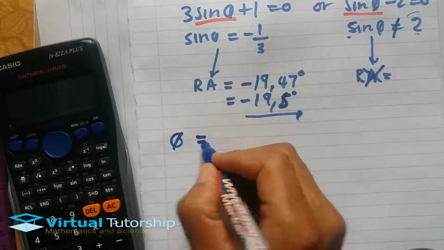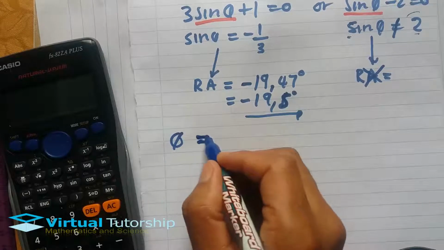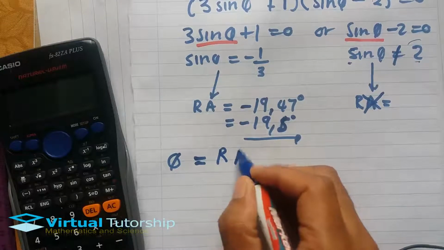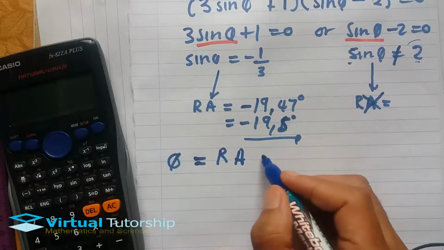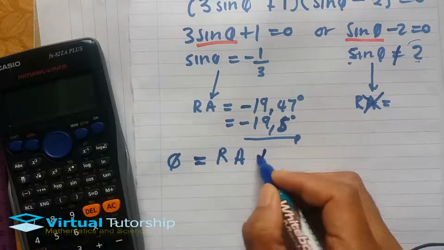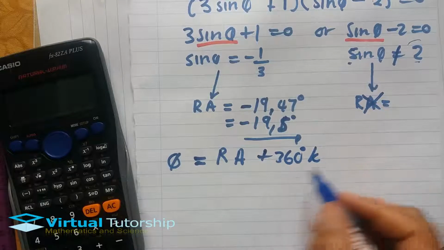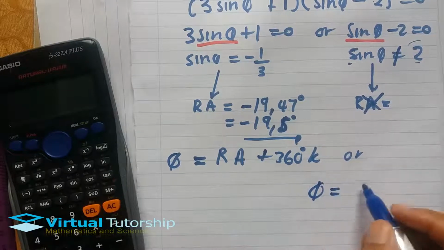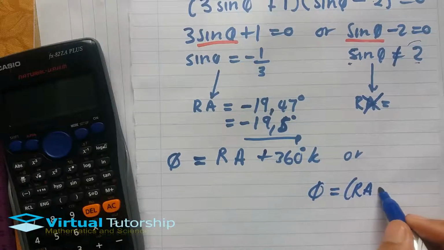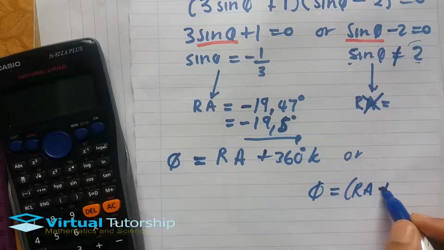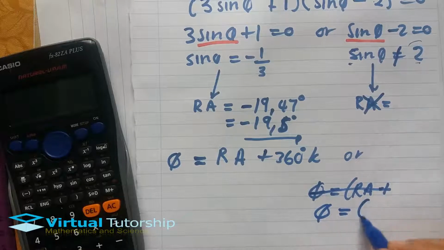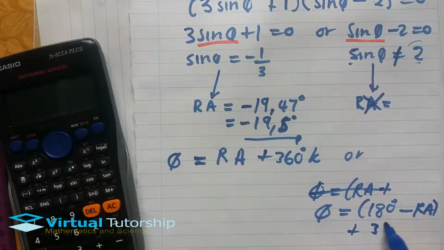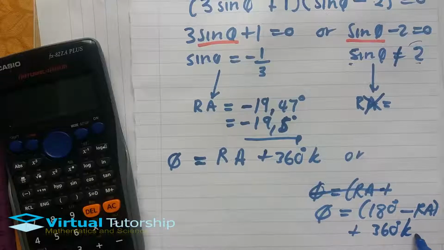The general solution for a sine function is: theta is equal to the reference angle plus 360 degrees k, or theta is equal to 180 degrees minus the reference angle plus 360 degrees k, okay?